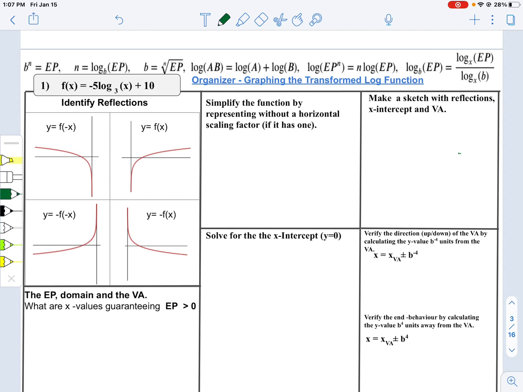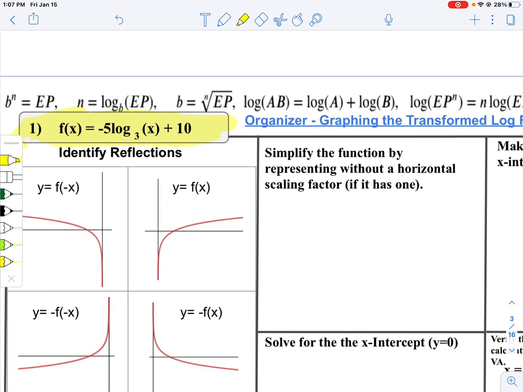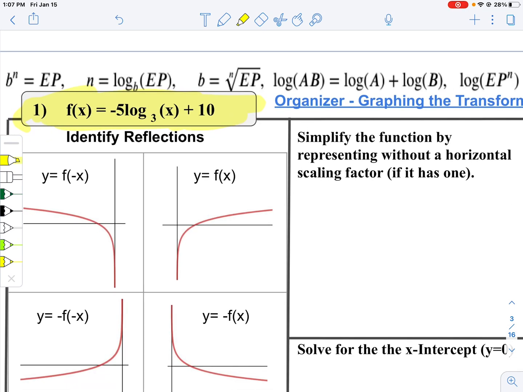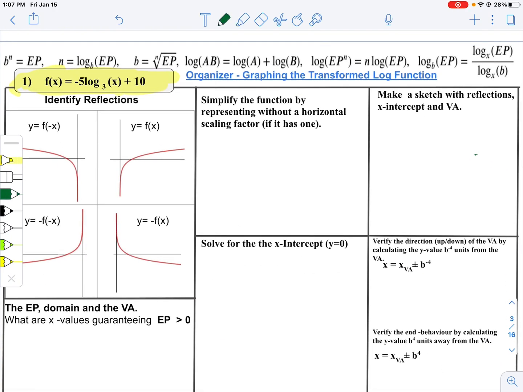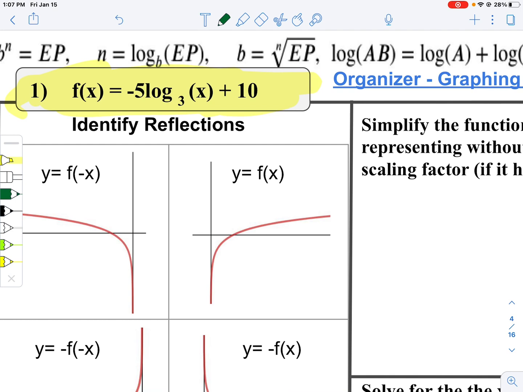So the specific example that we're going to do is posted right here. I'll zoom in on that so you can see it. That is negative 5 log of x base 3 plus 10. Remember that the key things as we work through this is that x is your evaluated power, that's your base, and f of x, or we're going to refer to that as y, that is your exponent.